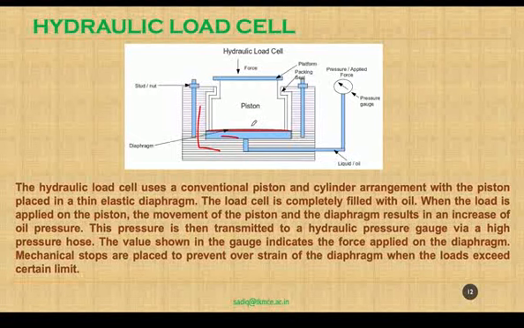Now the working is, when the force is applied on this load cell, the piston will apply a force on the diaphragm, and the diaphragm will deflect, thereby causing a pressure for the fluid inside the container, and the fluid will rush through the hose and cause a deflection of the bottom pressure gauge here. If this pressure gauge is calibrated in terms of force, then the deflection shown by the pressure gauge is an indication of the force that is applied on the load cell. This is the functioning of the hydraulic load cell.